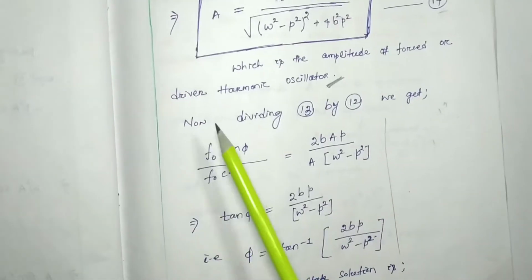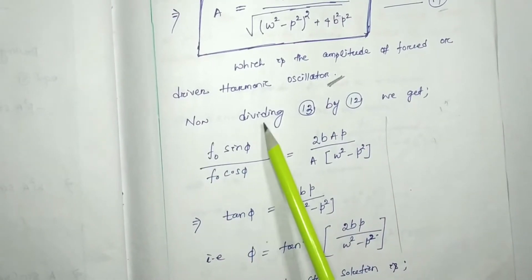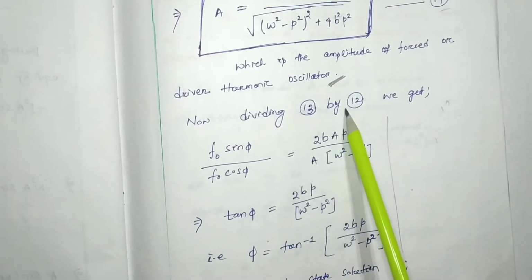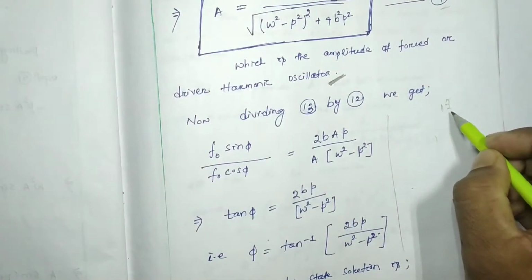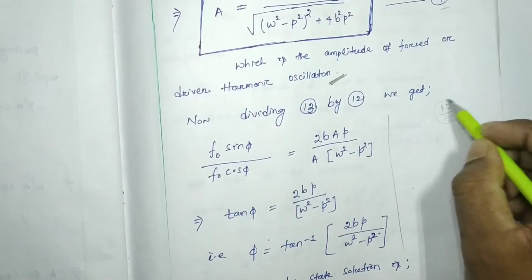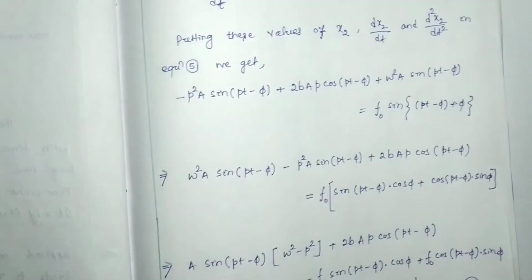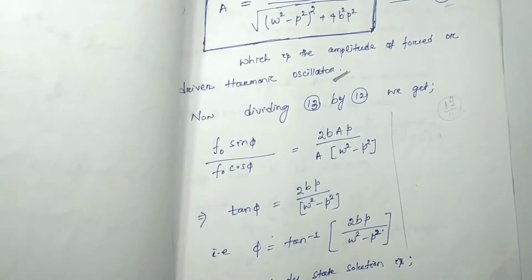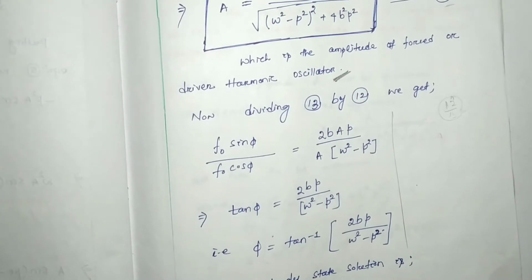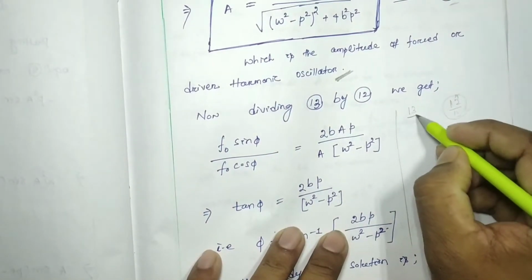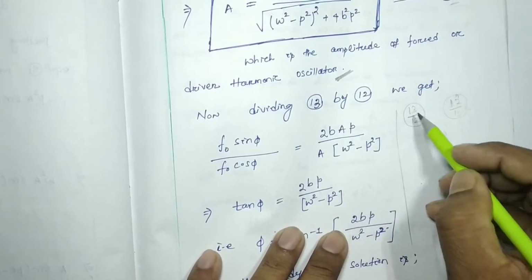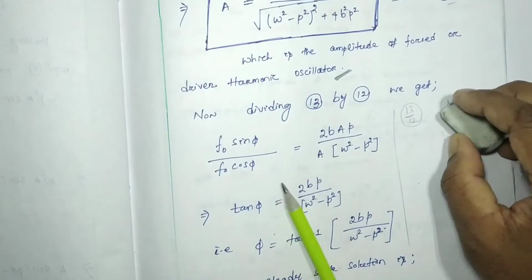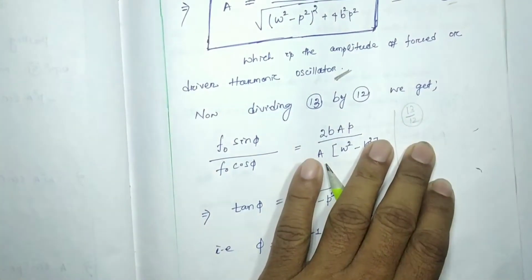Now we have to divide equation number 13 by 12. Sorry, actually it is 13 by 12, dividing 13 by 12. So we have to go for equations 13 and 12.